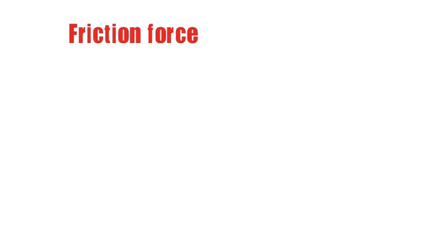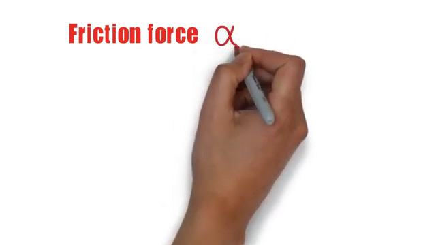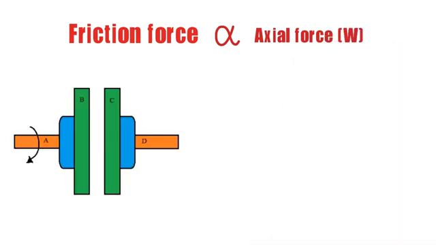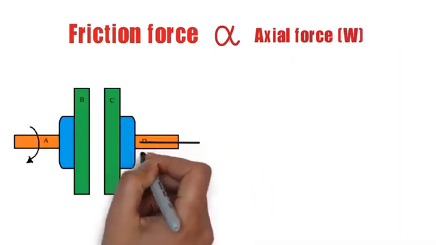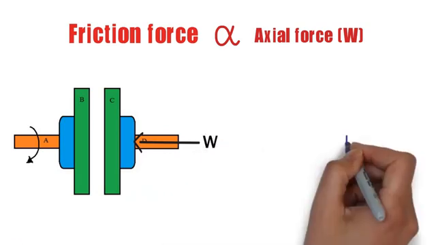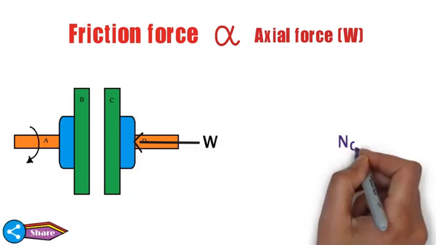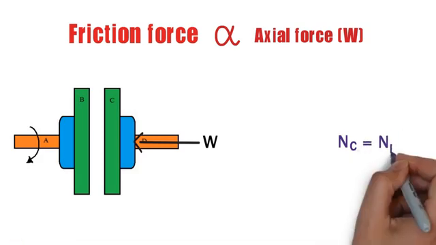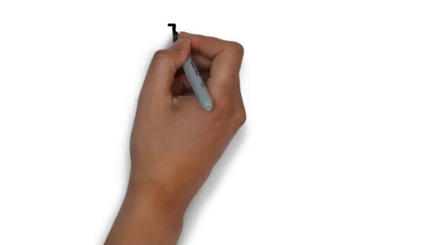The speed of clutch plate depends upon friction force present, which is proportional to the axial force applied. If the axial force is applied gradually, then speed of disc C increases till it will become equal to the speed of disc B. Then the clutch is said to be fully engaged.